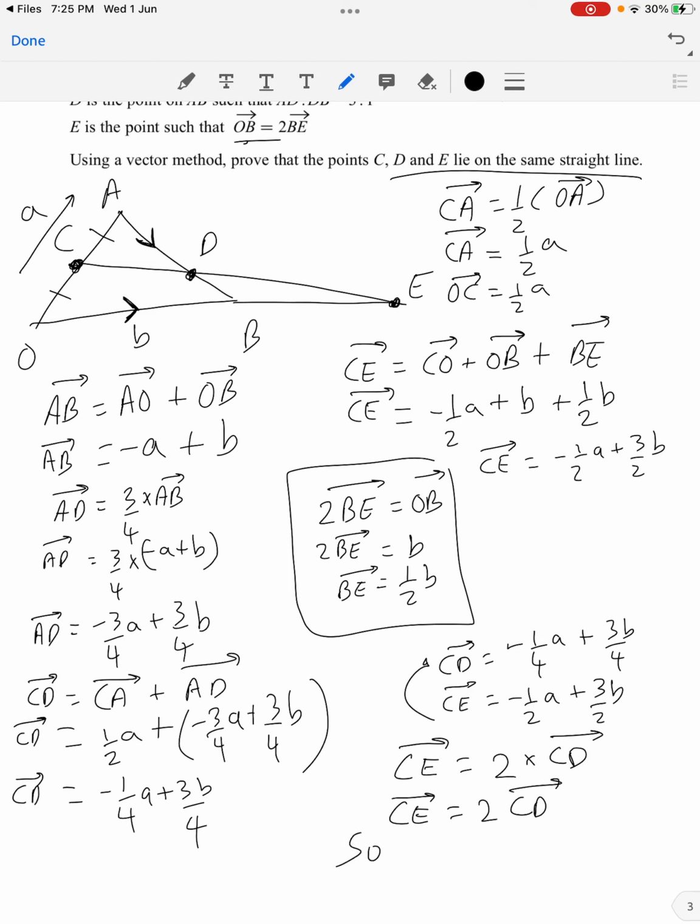That's it. So CDE is a straight line. Alright, I think that's it, right? So we know that CE is equal to 2 times the vector CD. This gives the assumption that CDE is a straight line. So CDE is a straight line.